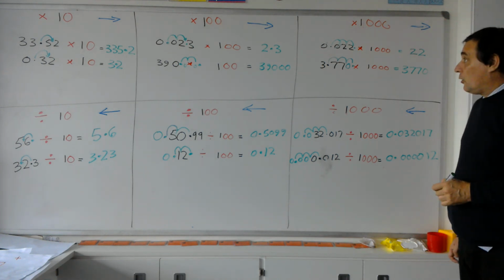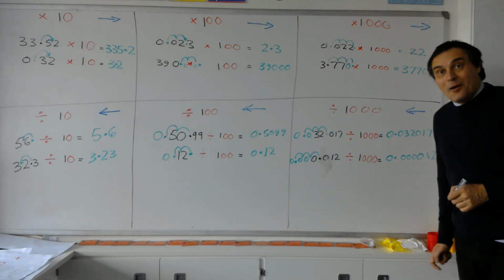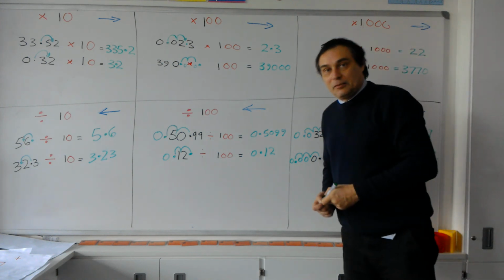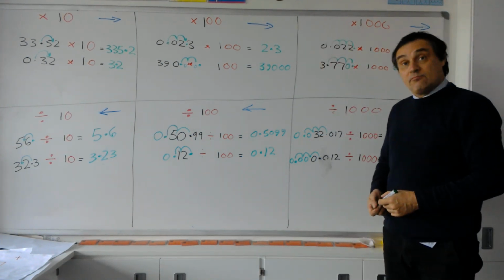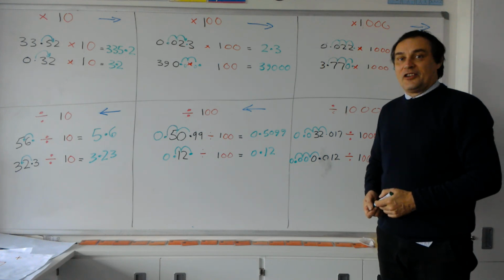Okay, so there is how we multiply and divide decimal numbers by 10, 100 and 1000.